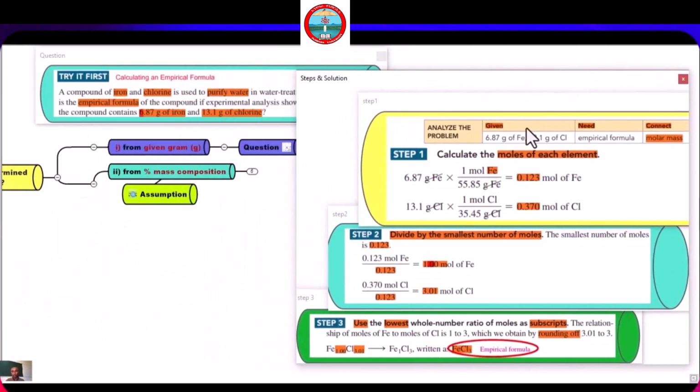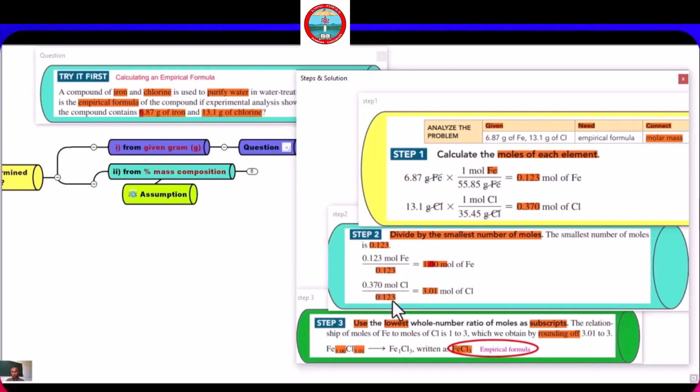Analyze the problem we have given, and we need to determine the empirical formula, connect it with the molar mass. Step 1 is calculate the moles of each element by dividing the given mass by the molar mass. So mole of the iron becomes 6, the mole of the chlorine becomes 6. Step 2 is divide by the smallest number of moles, the given ratio, to obtain the given ratio. So the smallest number of mole is 0.123. So divide this by 0.123 and for mole of chlorine by 0.12, and we will get this one.